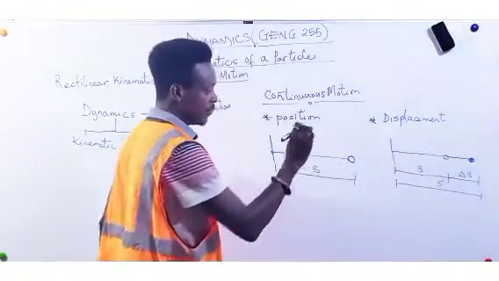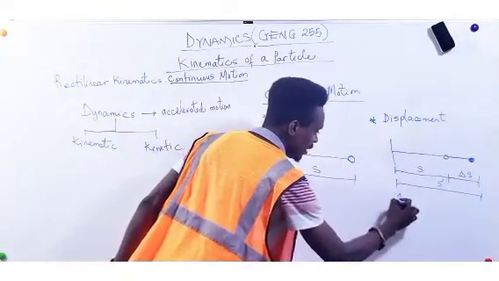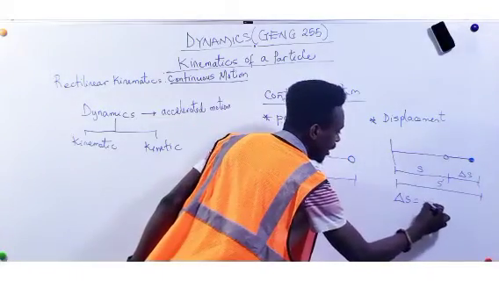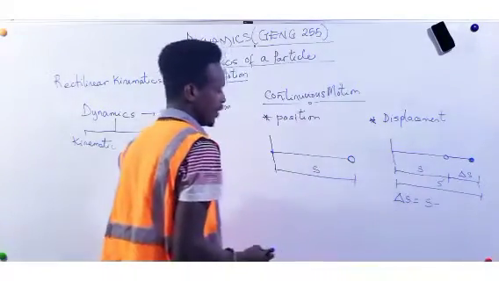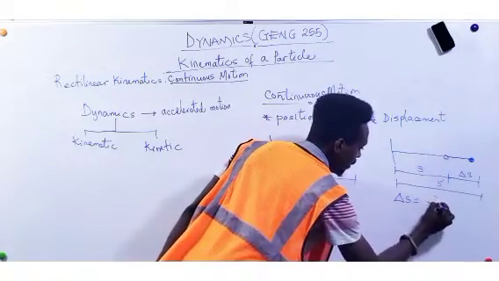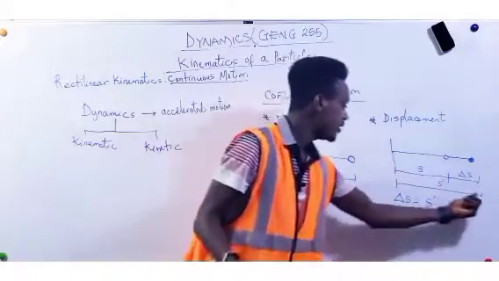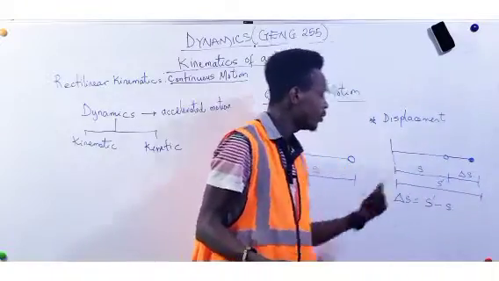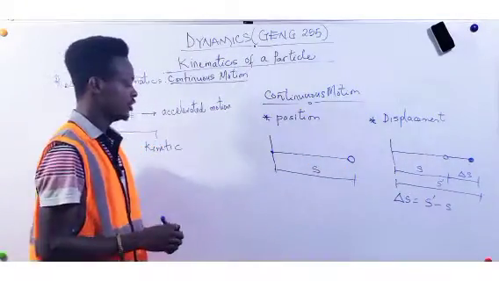To find our displacement, change in s will be equal to s prime minus s, because it is the total distance minus the initial distance, which we already called the initial position.